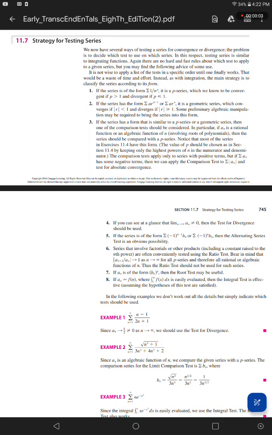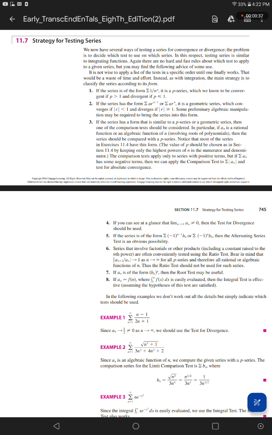11.7 Strategy for Testing Series. We now have several ways of testing a series for convergence or divergence. The problem is to decide which test to use on which series. In this respect, testing series is similar to integrating functions. Again, there are no hard and fast rules about which test to apply to a given series, but you may find the following advice of some use.